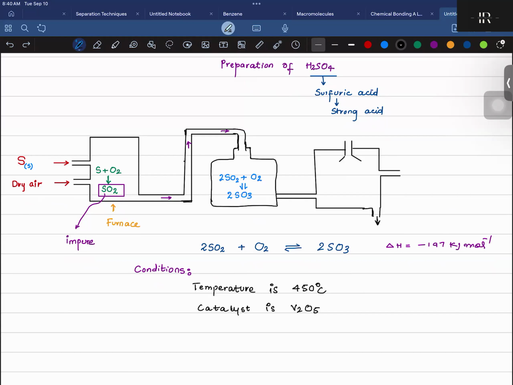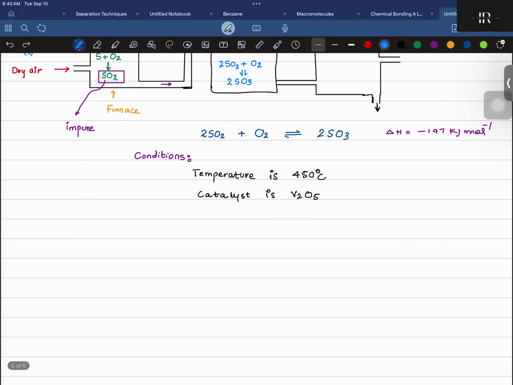Then sulfur trioxide is going to react with H₂SO₄ to form this. Remember, this is called oleum. Oleum, H₂S₂O₇, would then be reacting with H₂O to form H₂SO₄.